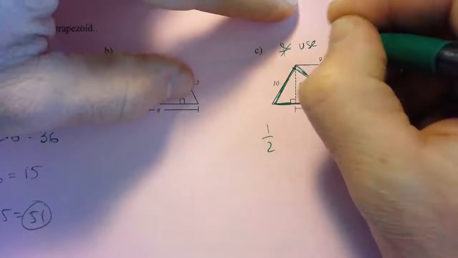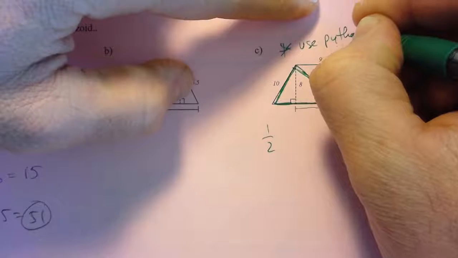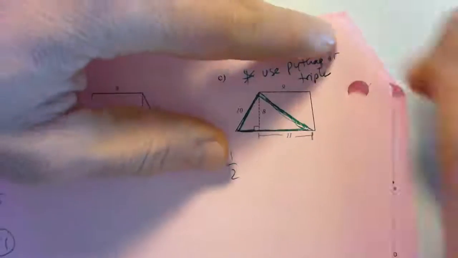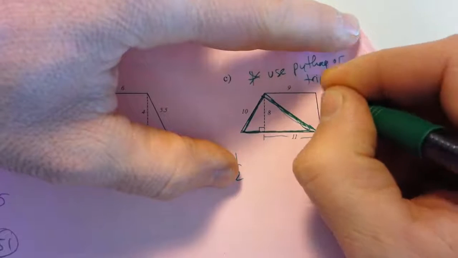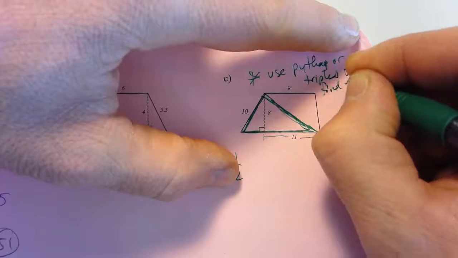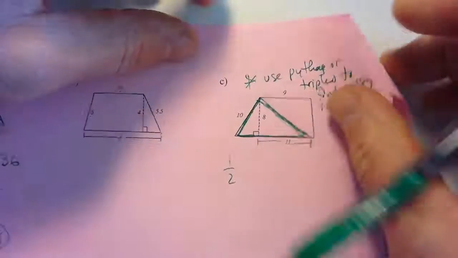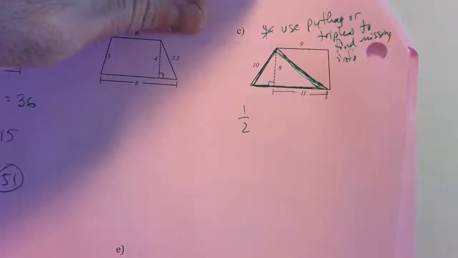Use Pythag or triples to find missing info. Okay, and that's going to happen a lot, right? You're going to have this pop up all the time.